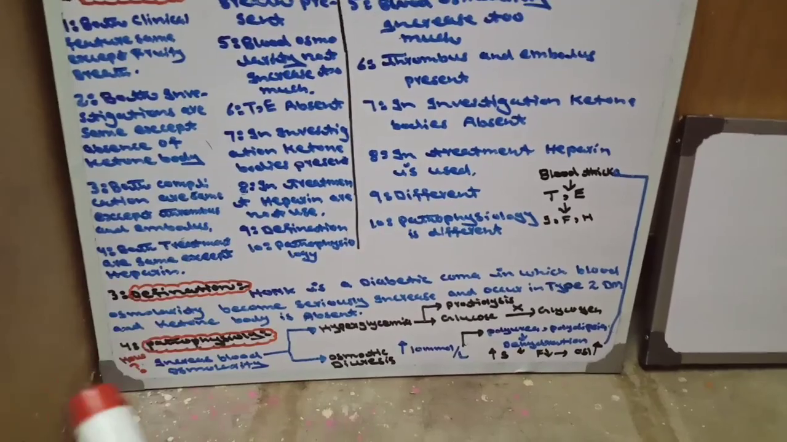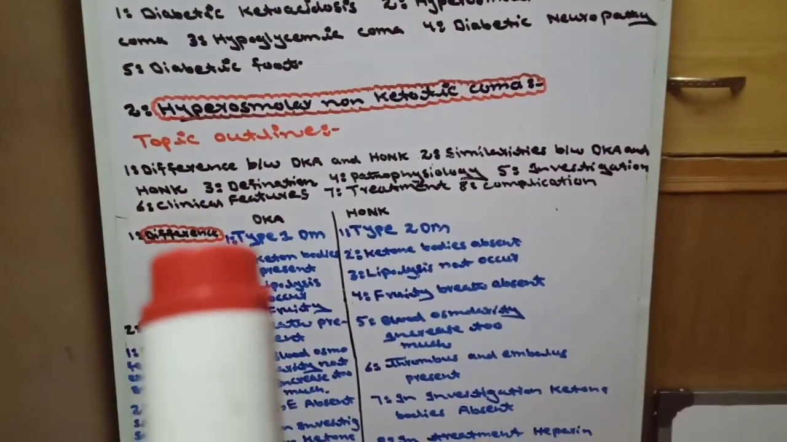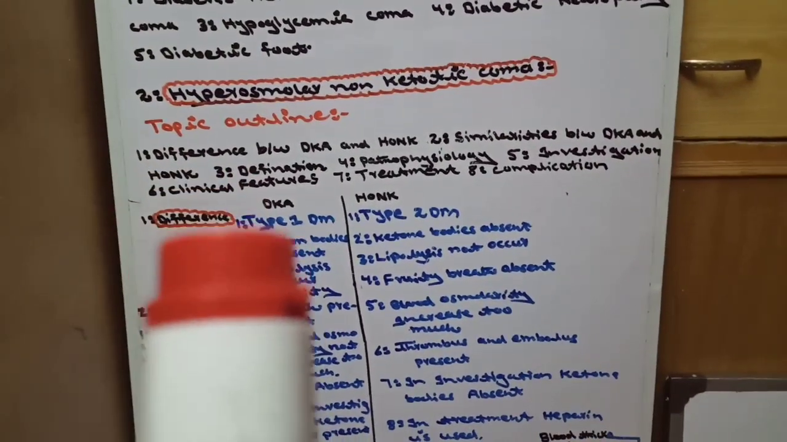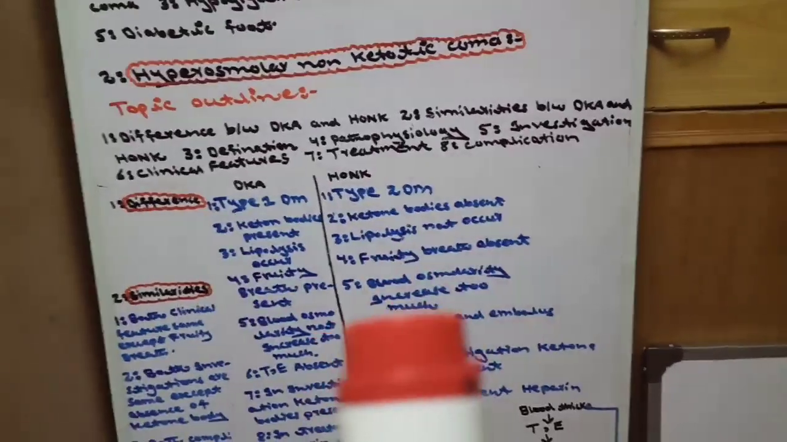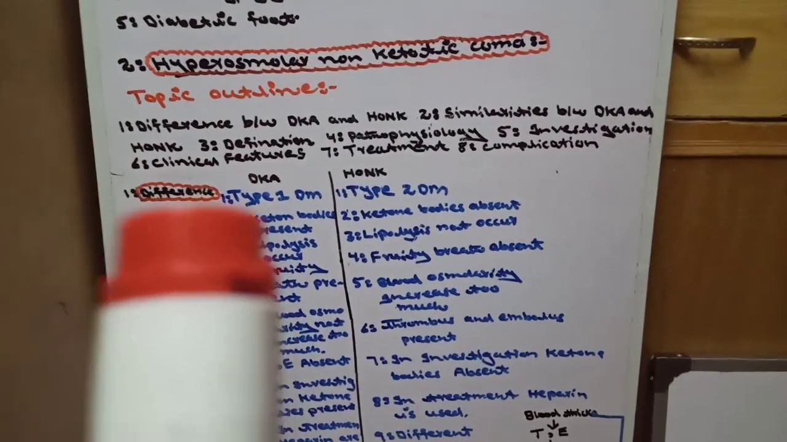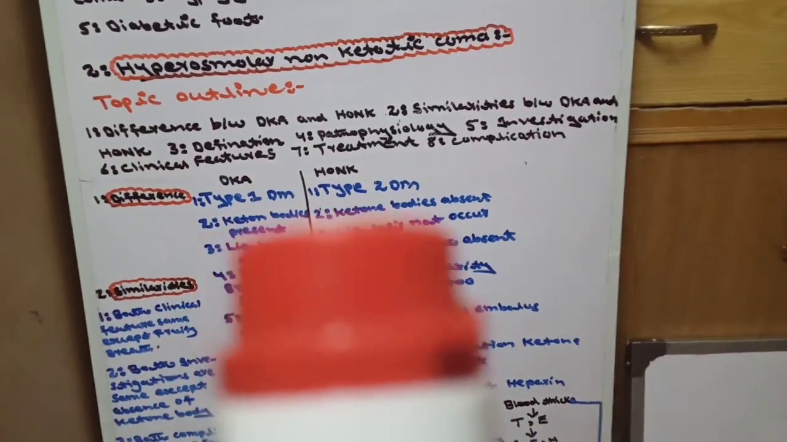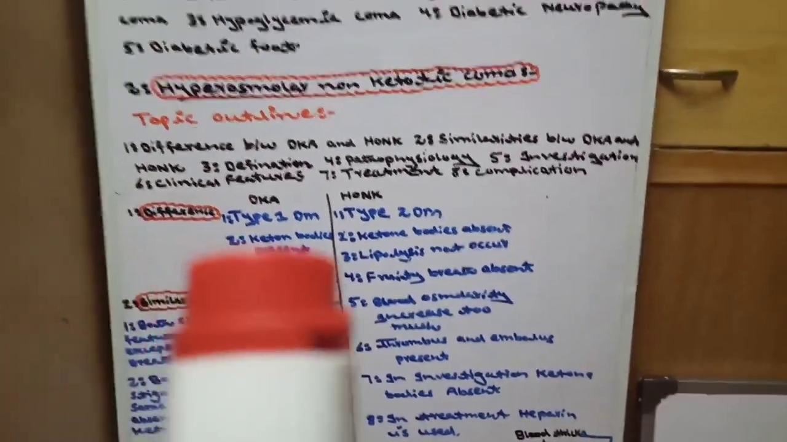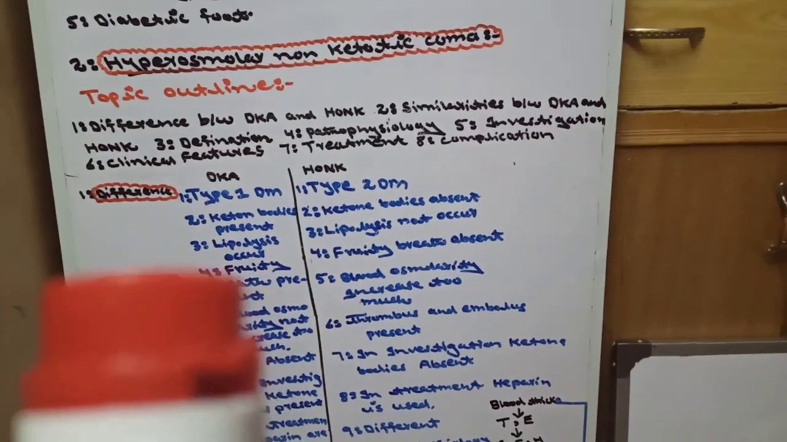Now we studied definition and pathophysiology. Now come to the difference between diabetic ketoacidosis and hyperosmolar non-ketotic coma. The first difference is that diabetic ketoacidosis occurs in type 1 diabetes mellitus and hyperosmolar non-ketotic coma occurs in type 2 diabetes mellitus. Number 2, in diabetic ketoacidosis, ketone body is present. In hyperosmolar non-ketotic coma, ketone body is absent. Why? The reason is third. Because in diabetic ketoacidosis, lipolysis occurs because there is an absolute absence of insulin.